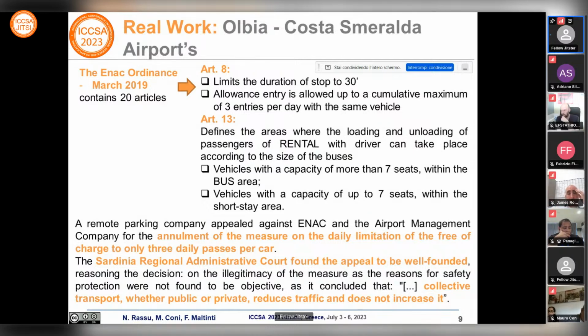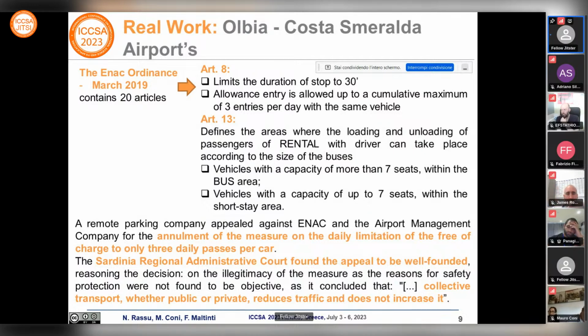In the face of this, a remote parking company appealed against ENAC and the airport management company for the annulment of the measure limiting the number of passes to only 3 daily passes per car. The TAR found the appeal to be well-founded, as it concluded that collective transport, whether public or private, reduces traffic and does not increase it. The last statement deserves further consideration.